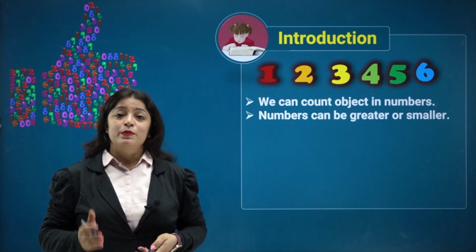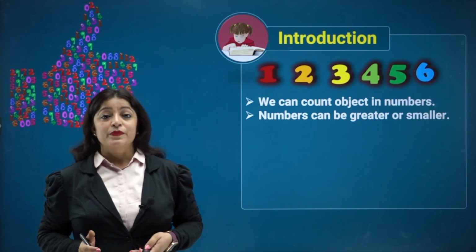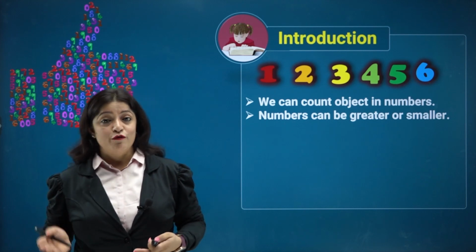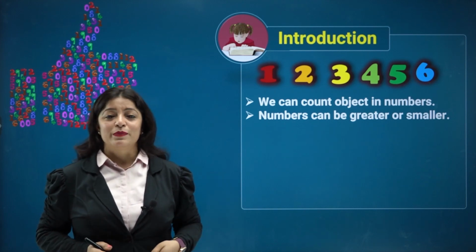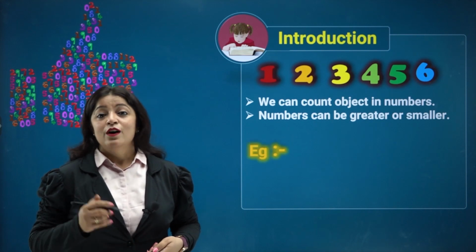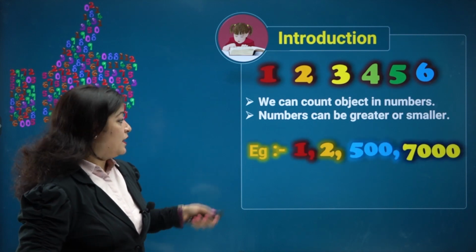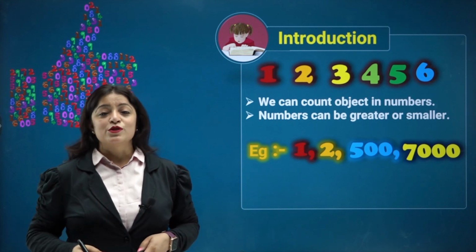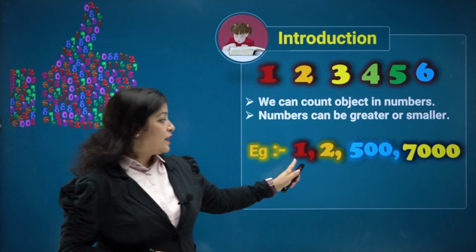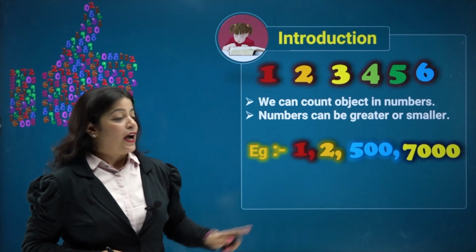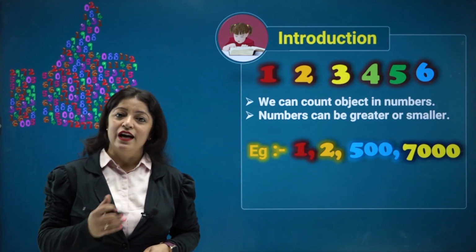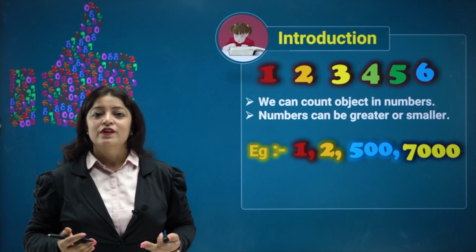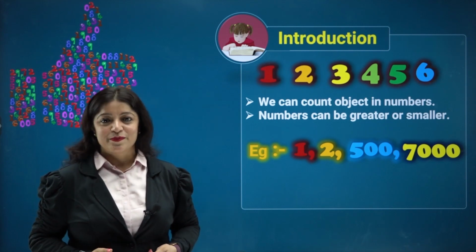So obviously when we begin with comparison of numbers, we need at least two numbers, right? One of which may be greater and the other one will be the smaller one. Let's take an example like 1, 2, 500, 7000. From all these numbers, you can notice easily that the number 1 is the smallest and the number 7000 is the largest. So, minimum two numbers are required for comparison of numbers.